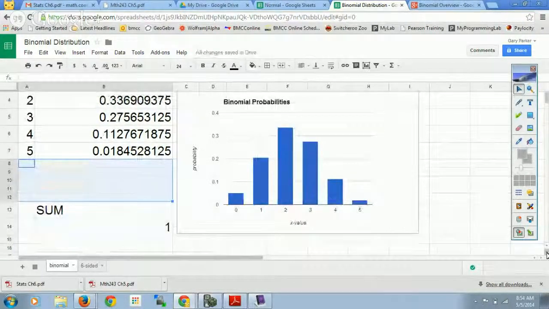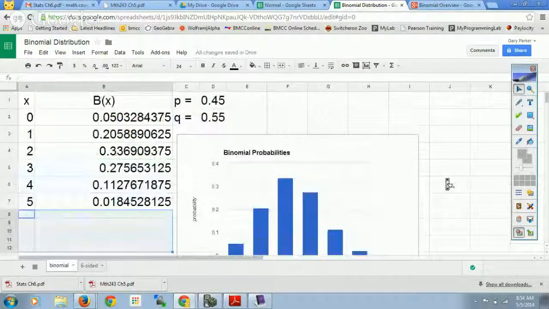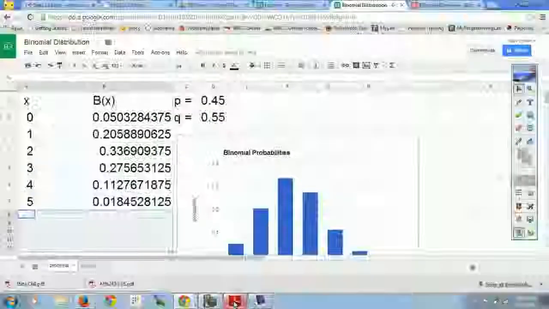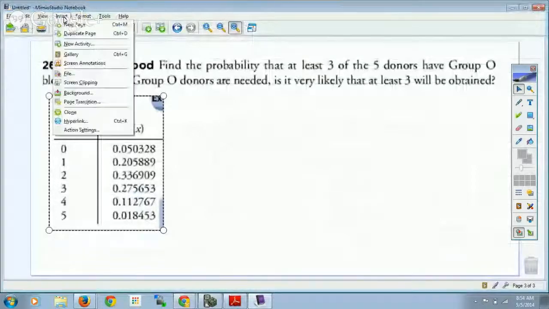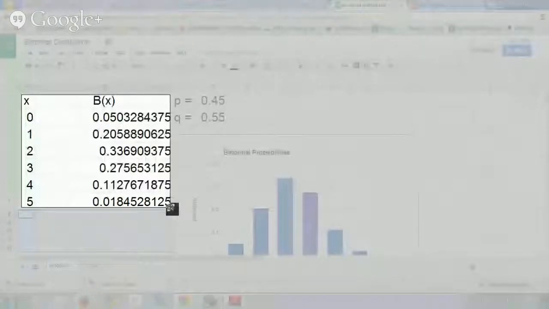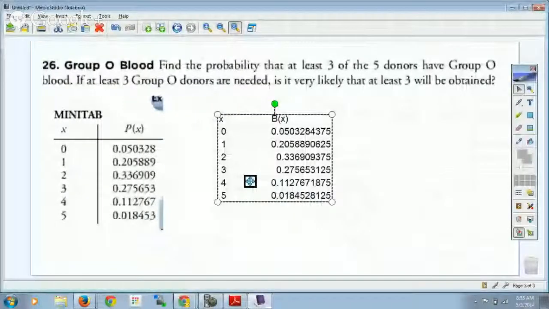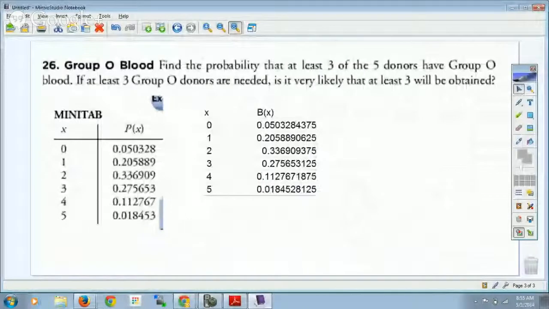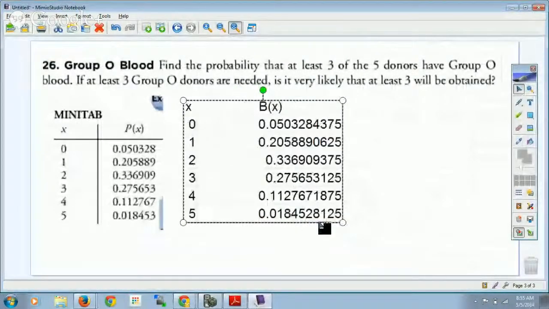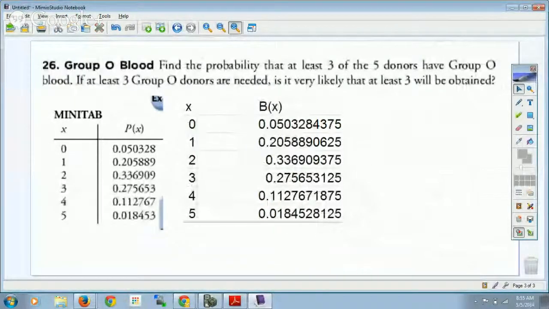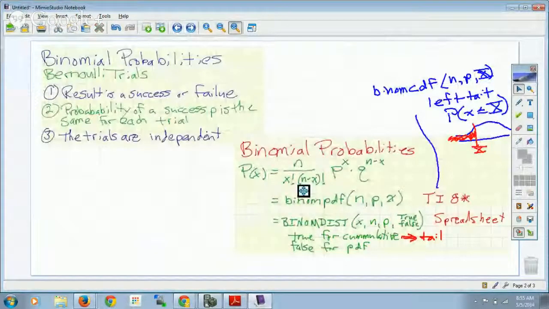Okay, my probabilities add up to 1. There's my binomial distribution. And what we should see is that those probabilities match the ones given in the book. Let's copy them in just to make sure. Okay, so you can see I've got a few more decimal places than the book does, but this is the same data, same calculations. And to do that, I had to enter this command right here, binomial distribution, x, n, p, and false, because I wanted PDF, not CDF. I didn't want tails, I wanted each column.